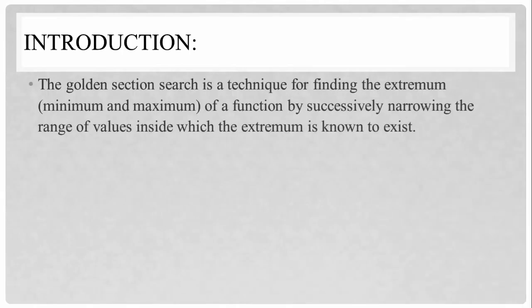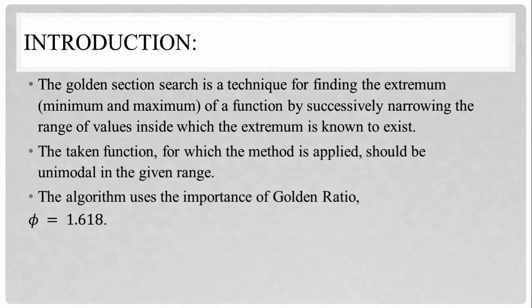Introduction: let's speak about the golden section first. It is a technique to find the maximum or minimum of a function by decreasing the interval which we taken initially. We can even find the roots of functions or polynomials, etc. But this is done only for a unimodal function. If there is a bimodal function, the given algorithm may fail to find the extremum points.